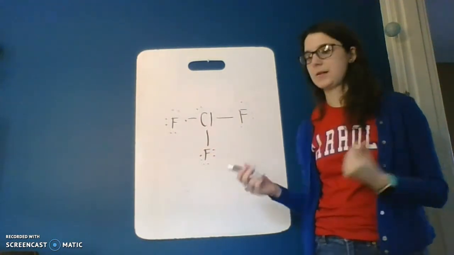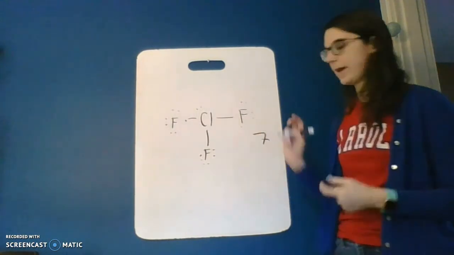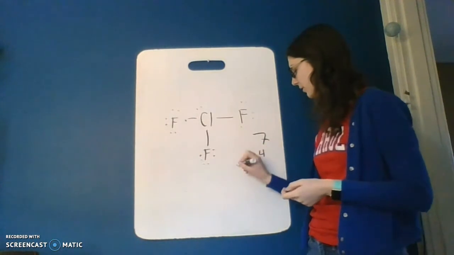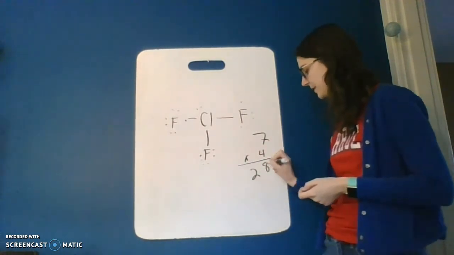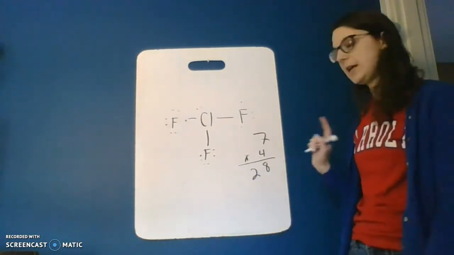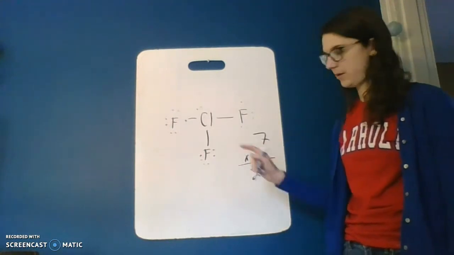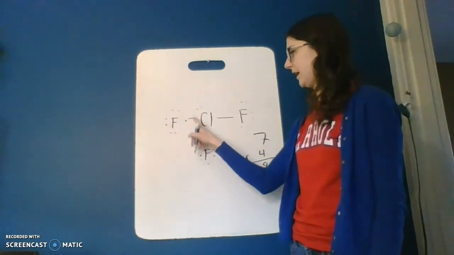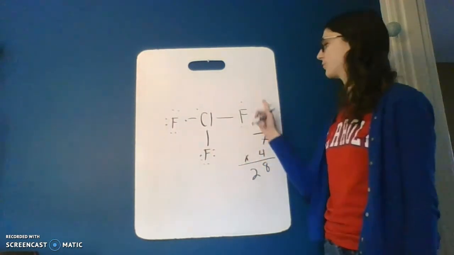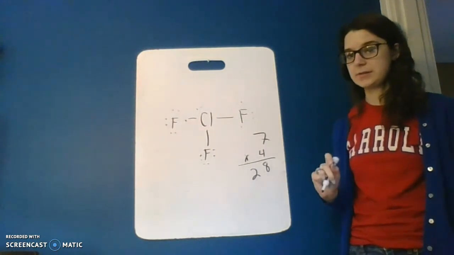So all 4 of these atoms are halogens, so they have 7 valence electrons. I have 4 of them, 1, 2, 3, 4. 7 times 4 is equal to 28. So I have to have 28 dots or valence electrons in my Lewis structure, and remember every line counts for 2. So right now I have 2, 4, 6, 8, 10, 12, 14, 16, 18, 20, 22, 24, 26. I have only used 26 valence electrons.